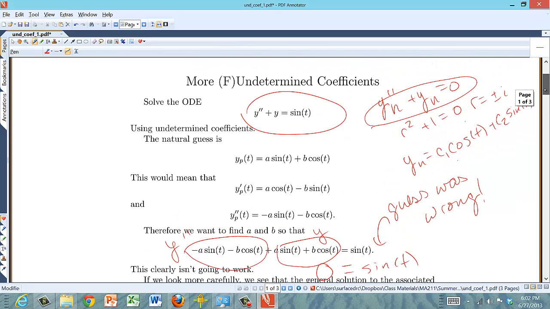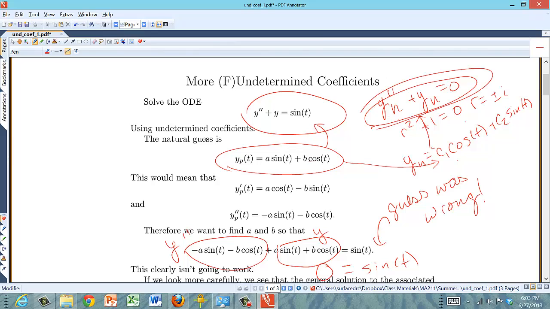Okay, what did we do? When we started the method of undetermined coefficients, we were guessing that this thing, a sine t plus b cosine t, solved the inhomogeneous equation. Well, that can't be. We just saw that anything in this form solves the homogeneous equation. And look, this thing is in that form. So the long and the short of it is, our guess was accidentally a solution to the homogeneous equation, not the inhomogeneous equation.